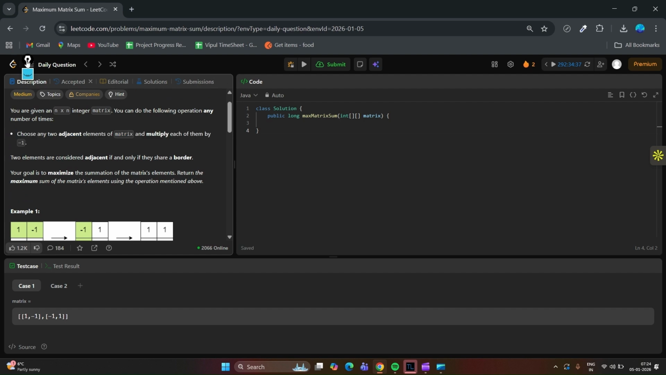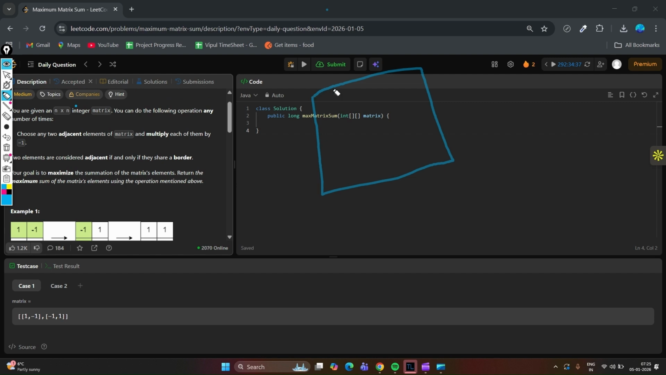I am taking the pen. Where is my pen? This is my pen. Okay. One minute. Where should I do it? He is saying that you have this type of n into n matrix, like suppose you have a 3 into 3 matrix, this type.